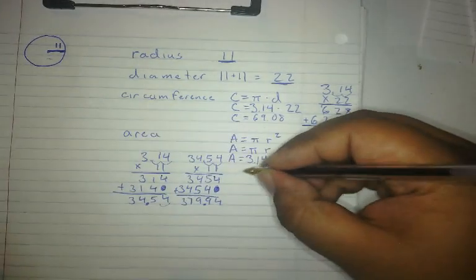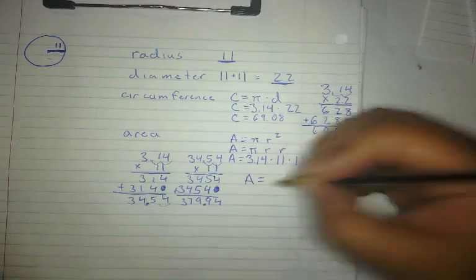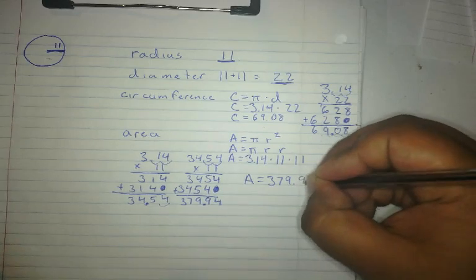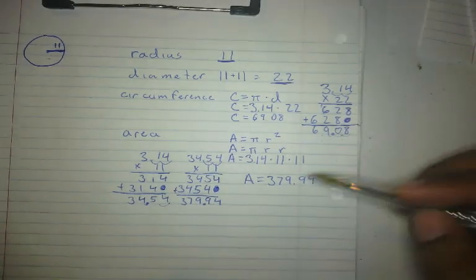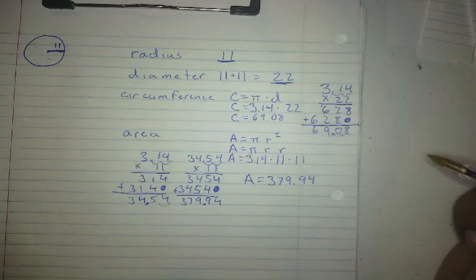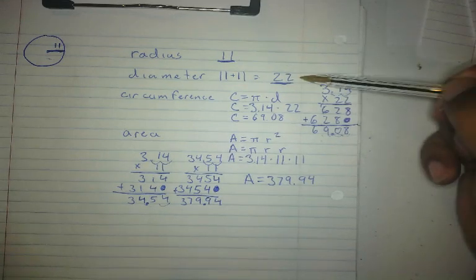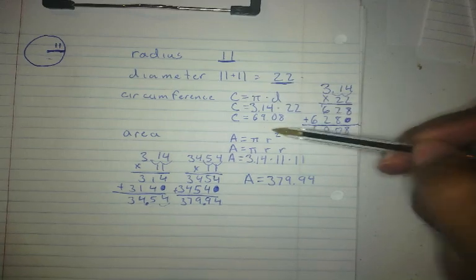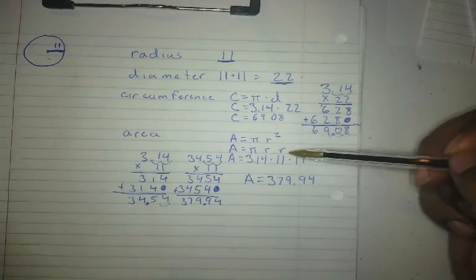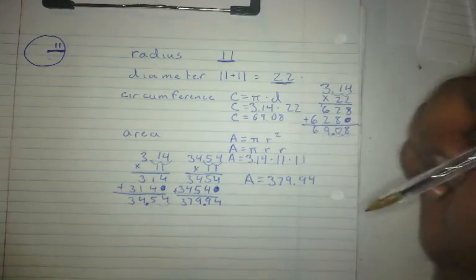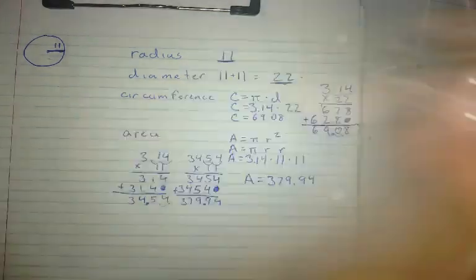My final answer for the area equals 379.94, or the area equals 379 and 94 hundredths. Alright, so we figured out the radius, the diameter, we found our circumference using our circumference formula, we found our area using our area formula. So go ahead and work on those next 3 problems for me, and we'll be good as new. Bye.